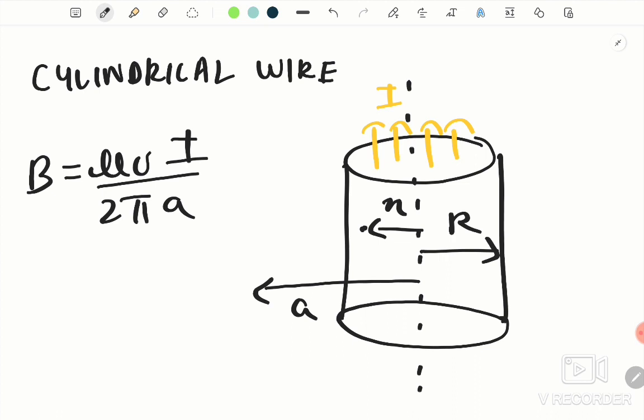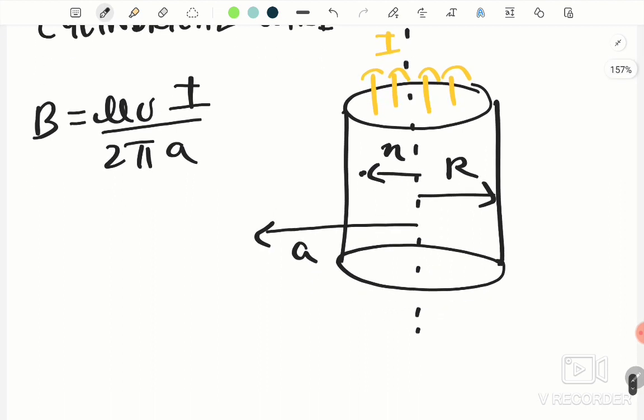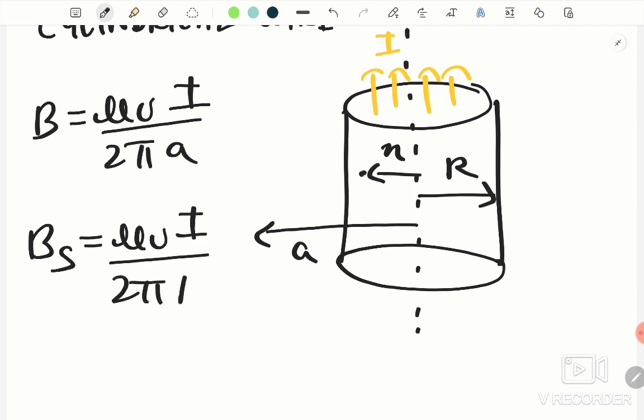Guys, if you notice, this is the same formula of magnetic field in front of an infinite wire. So we need to use the same formula even in the case of a cylindrical wire. Now guys, if we want to find magnetic field on the surface of this cylindrical wire, then all we need to do is replace this A by capital R, which is the radius of the cylindrical wire. So this formula becomes mu naught I upon 2 pi capital R.